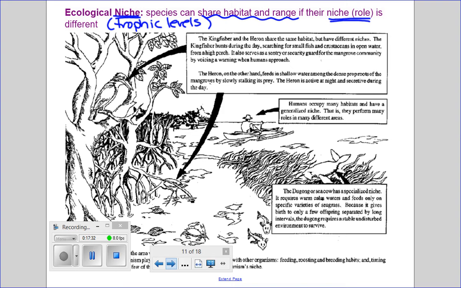So in this big picture, I have a few examples. Here is a bird, and here is another bird. They are both birds. They live in the same habitat. So they need the same set of conditions, the same set of biotic and abiotic conditions, but there is a big difference. This one hunts during the day, and this one hunts at night. And so they have a different role. They are not searching for food at the same time.